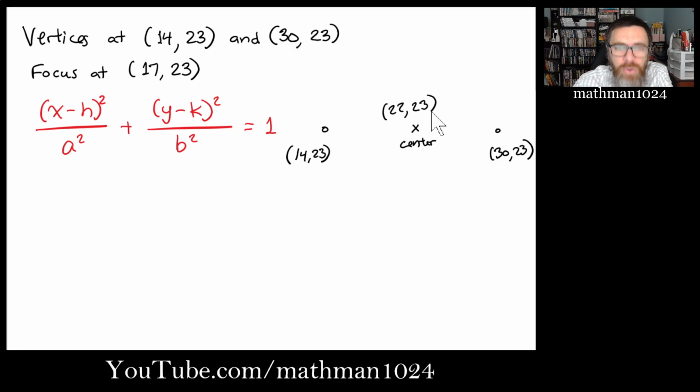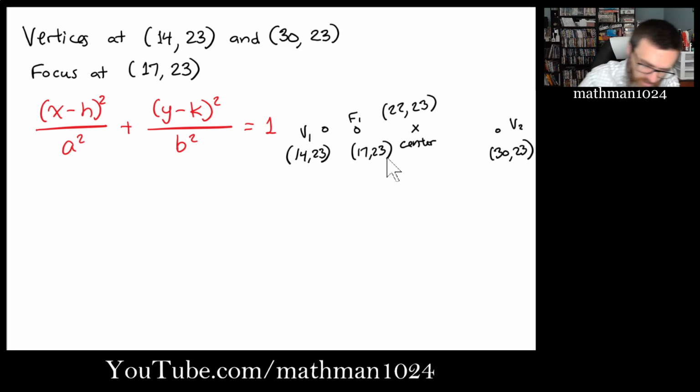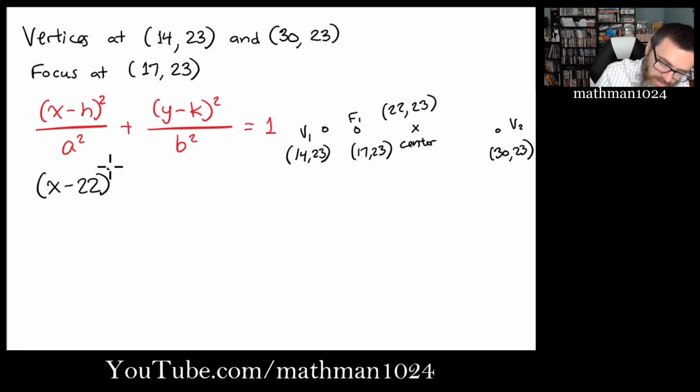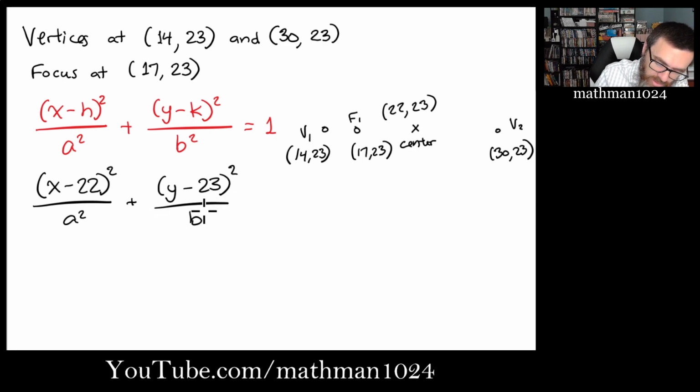So the focus is over here. This is vertex 1, vertex 2. My focus is (17, 23), so we're going to have to use it here in just a moment. So from this, we can go ahead and say that we have (x minus 22) squared over a squared plus (y minus 23) squared over b squared is equal to 1.